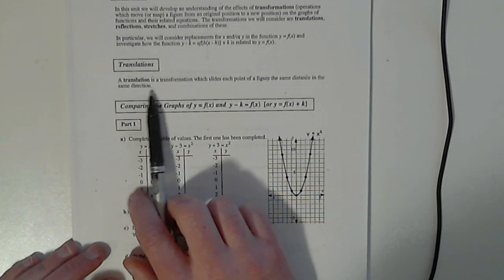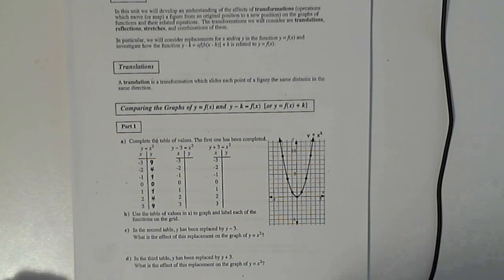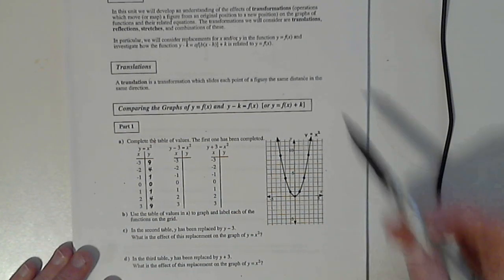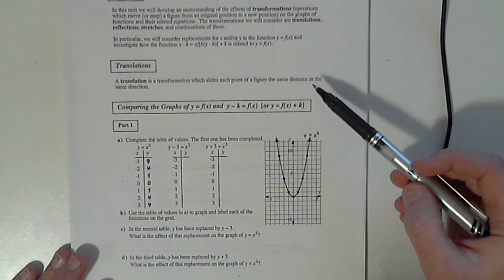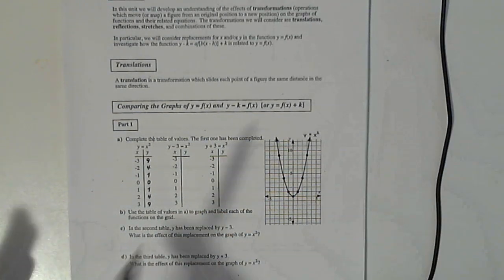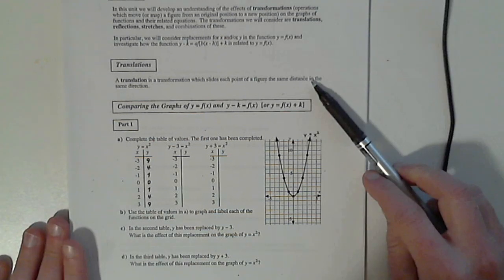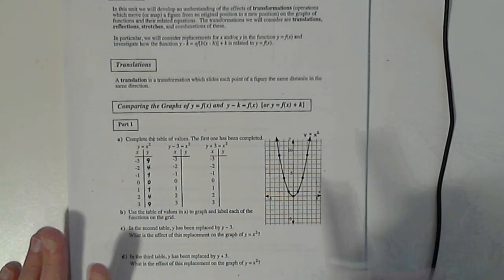A translation is a transformation which slides each point of the figure the same distance in the same direction. You talked about this in grade 9, and I don't remember if it came up in grade 10, but in grade 9 we talked about translating, shifting a polygon on a grid to the right, shifting it down, reflecting it.